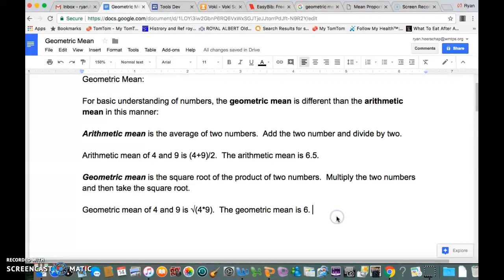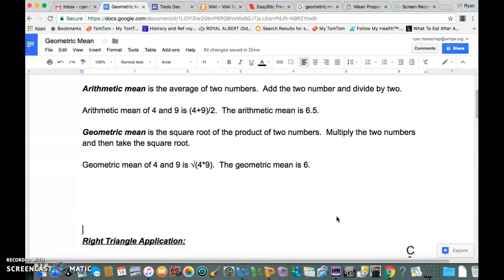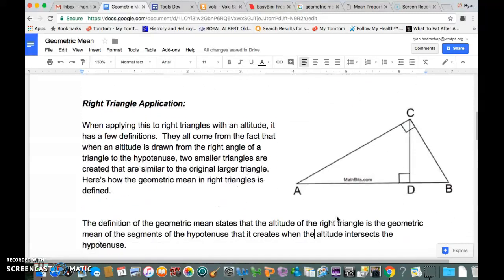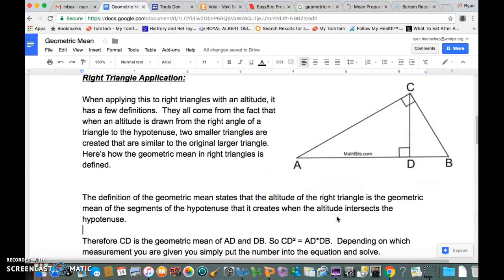So now, in right triangles, we have an application here, an example which I can show you. So when applying this to right triangles, you need this altitude. So the altitude is the segment CD, which comes from the right angle, goes down to the hypotenuse, creates a right angle, hence the altitude, and divides the hypotenuse into two separate segments, AD and DB.